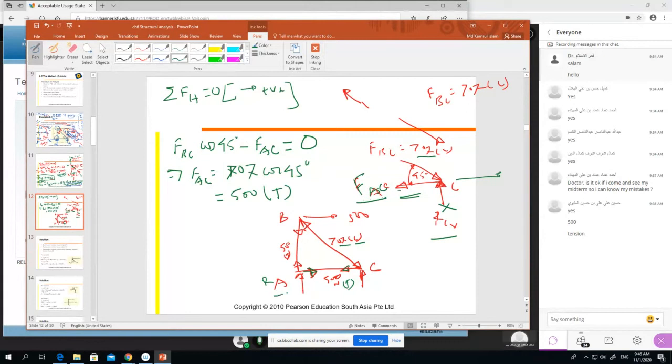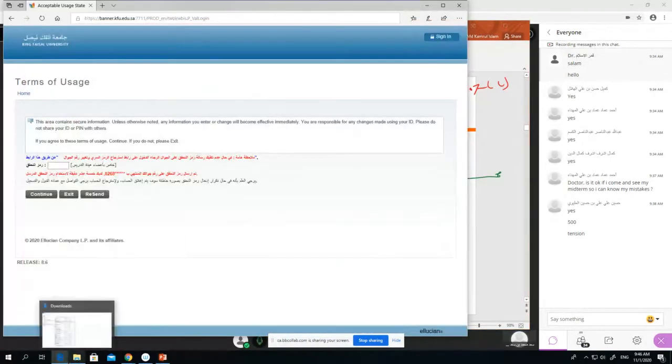Now here, RAC, what is the RAC? We can calculate it, but we didn't calculate because they did not ask that in the question, right? So our problem is solved here. Now any question you have, tell me please.